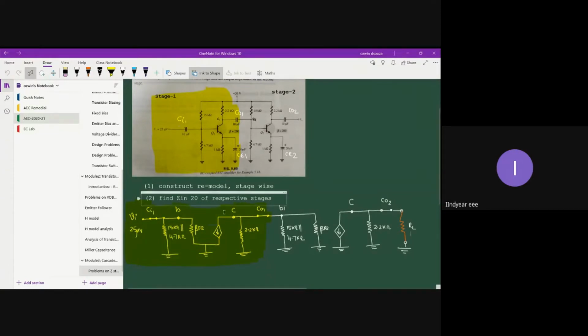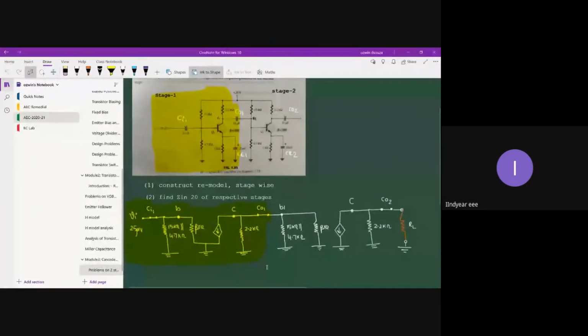Remember one thing, what I have done over here is I have considered the RE model approach, but in the exam, instead of the RE model, you can also be asked to do it on the basis of the approximate hybrid model. The concept remains the same. Wherever you have beta RE, you are going to replace it with HIE, and so on and so forth. All right, fine. So let's get into the problem.